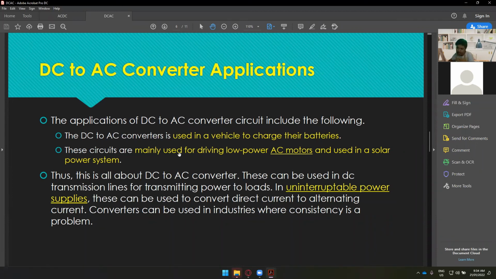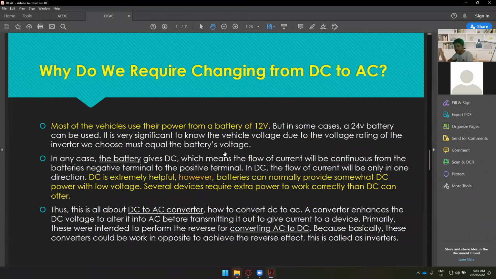But of course, there are a lot more examples out there of why you need to convert DC to AC. Mostly we don't convert DC to AC because we can already have the AC power in our outlet. That is why DC to AC is very uncommon, since originally we already have the AC, unless you want a double conversion, AC to DC and then DC to AC, which is very impractical. Anyway, why do we require changing from DC to AC?